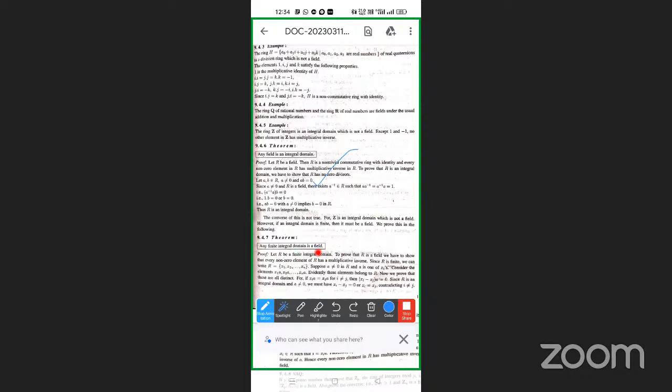So similarly, we are taking B inverse on both sides. We are getting A is equal to 0. A into B equals 0, B not equal to 0, we are getting A is equal to 0. So these are the R has no zero divisors condition. So therefore, any field is an integral domain and any finite integral domain is a field.